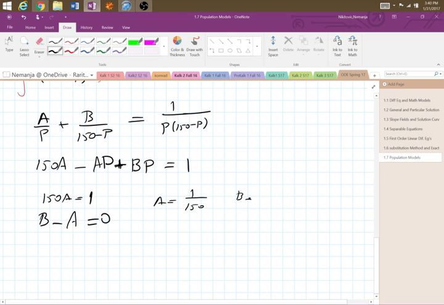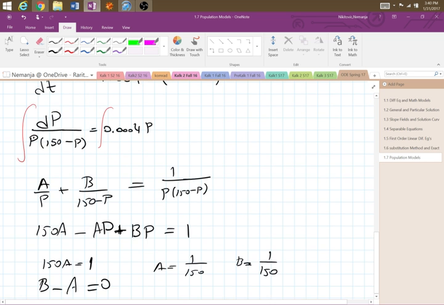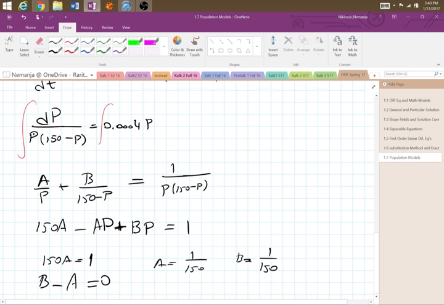How much is B? That should not be too hard a question. It's the same as A. So now what you have is the ability to integrate the left-hand side.